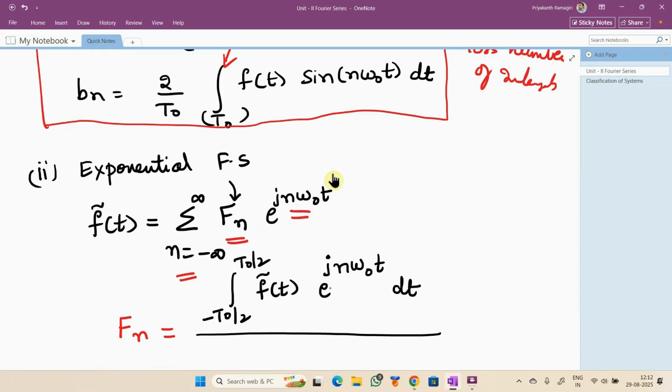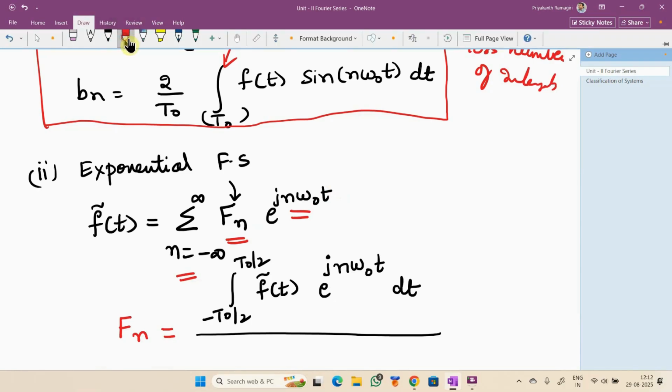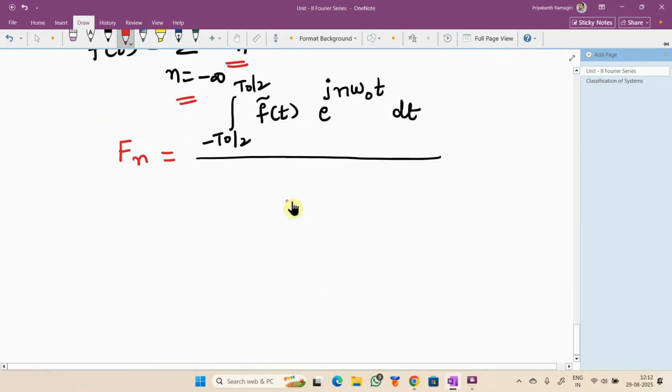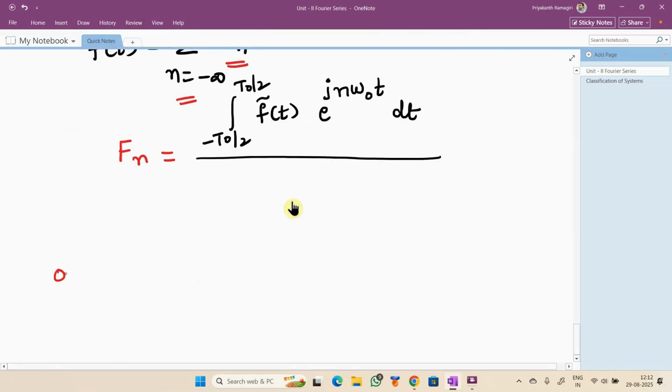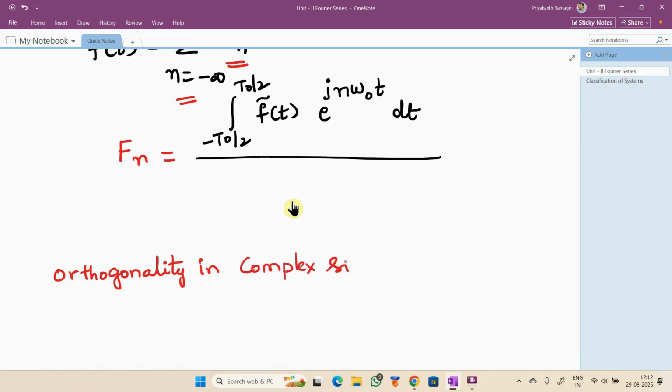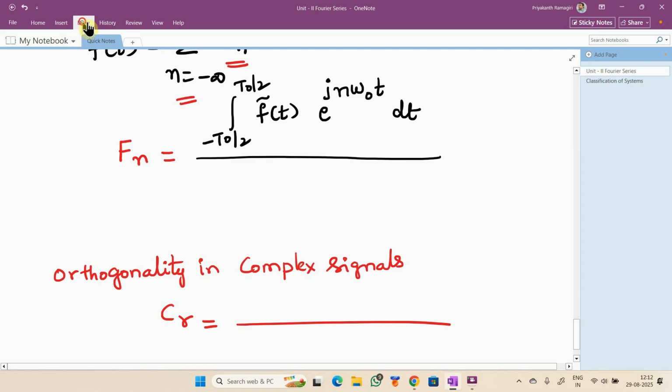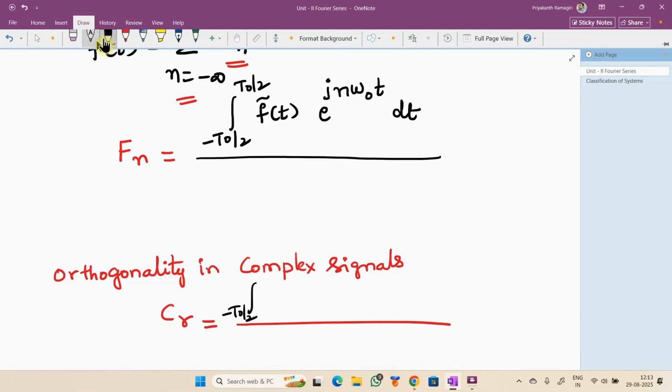But there is a small change we expect. What is that change? I think you don't remember, but I'll tell you. We have also seen orthogonality in complex functions, or orthogonality in complex signals. Do you remember that? Yes, sir. In that case, the expression for the coefficient is changed, somewhat changed. What is that change? Maybe I won't write it now.